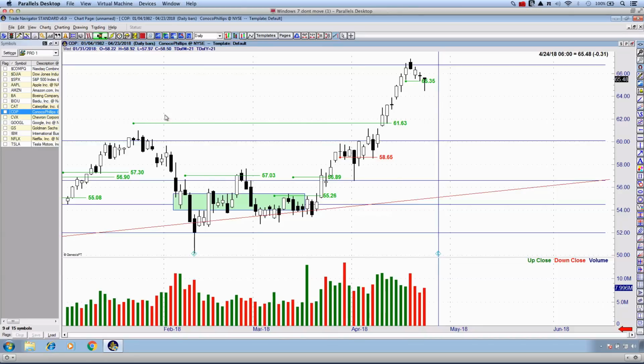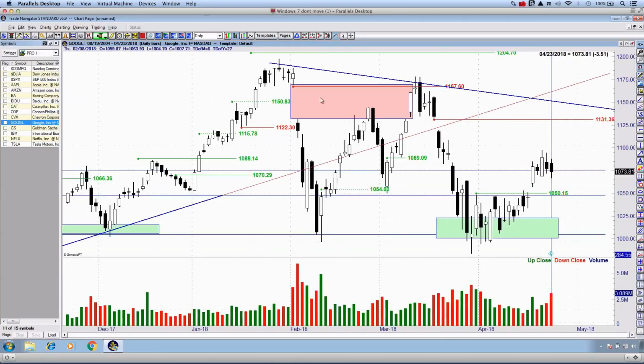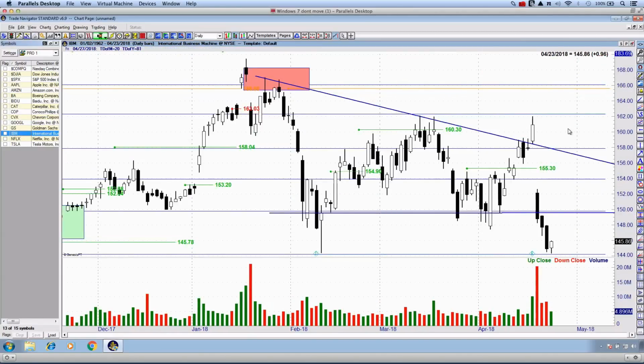We've got COP pulling back off from those resistance highs. We still have earnings scheduled for Thursday this week. We have CVX as well, which is scheduled for Friday, I believe. Yes, it is Friday, so I will be able to recap this one for you over the weekend. I've spoken about Google. Goldman Sachs has reported. IBM has also reported last week.